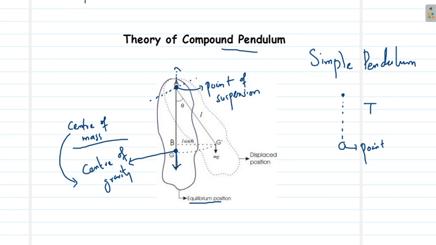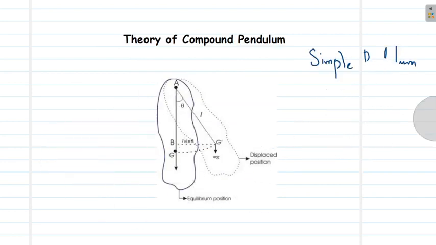Now let us try to understand what will happen if we try to give a small displacement to the system. So suppose I displace this compound pendulum slightly to the right side as shown in this figure. As we all know, the body will now be displaced by say an angle theta from the equilibrium position. And now let us try to find out the total torque that will be acting upon the system.